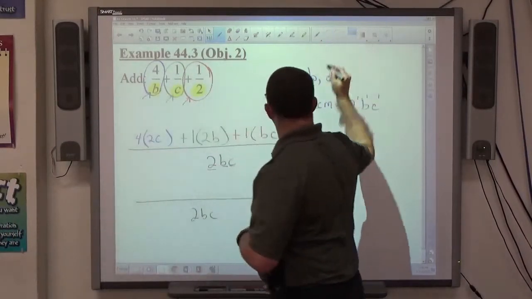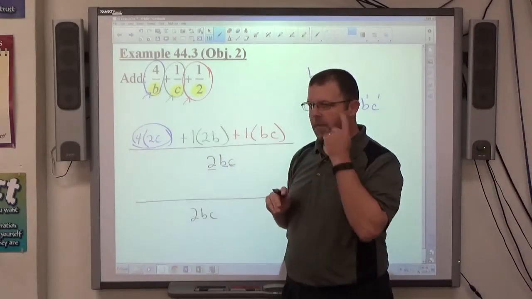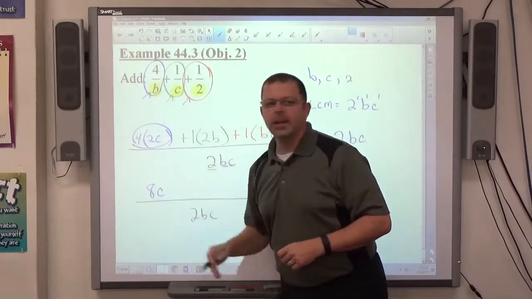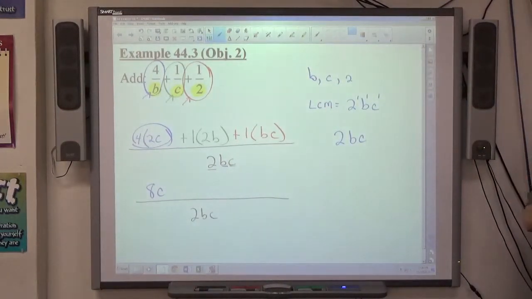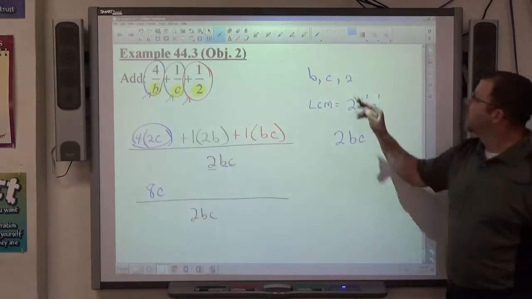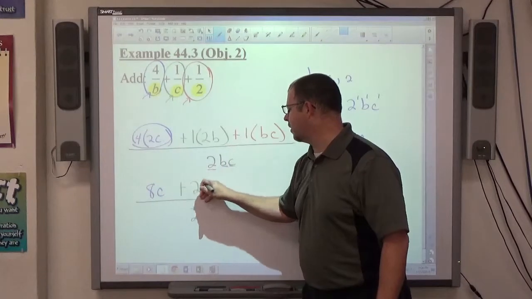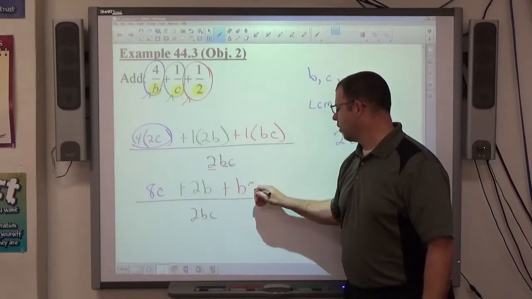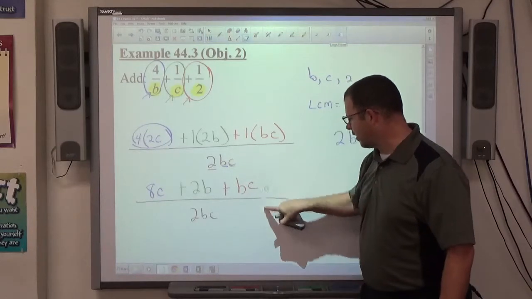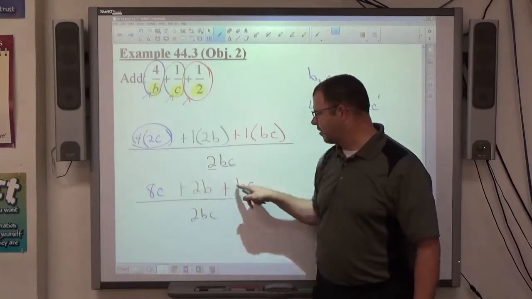Then I just fix each one individually. Can I make 4 times 2c any prettier? 8c. Perfect. Anytime you can multiply things together, you should. So don't leave it as 4 times 2c. 4 times 2 makes 8, so it's 8c. Can I make 1 times 2b any prettier? 2b. And plus 2b is what we get out of that one. Can I make 1 times bc any prettier? bc. Just bc. Ones aren't necessary to be written in front of letters, so that would be the final answer. I can't add these because they're unlike terms.